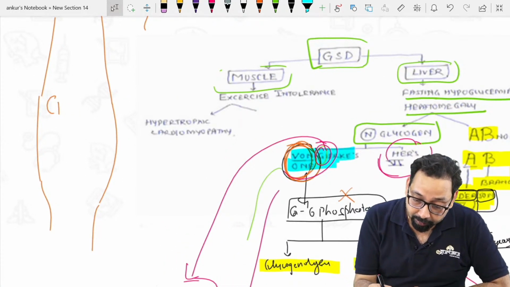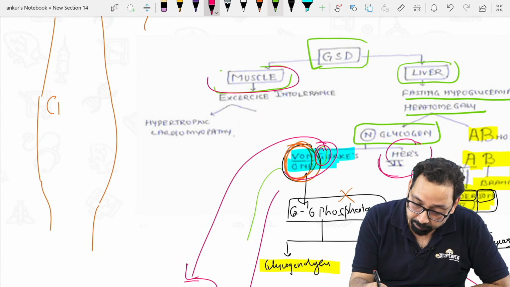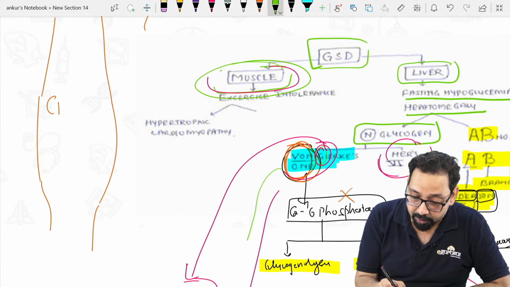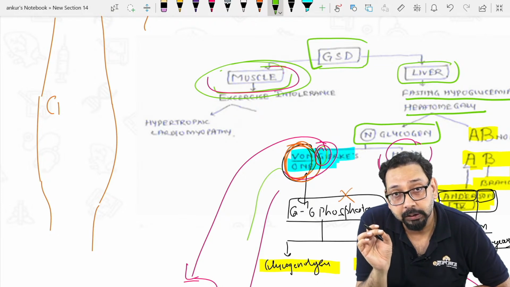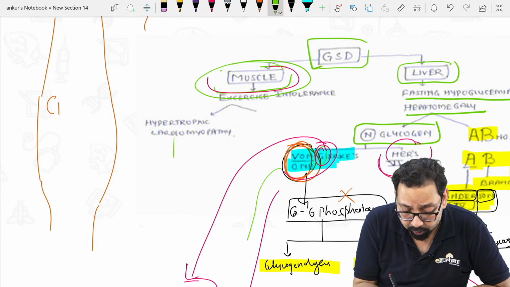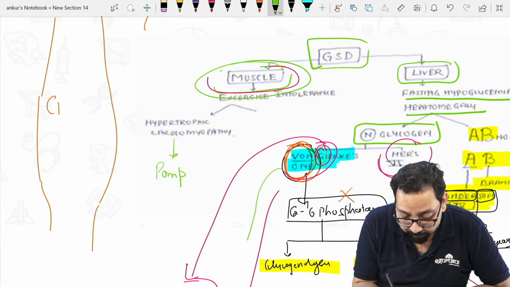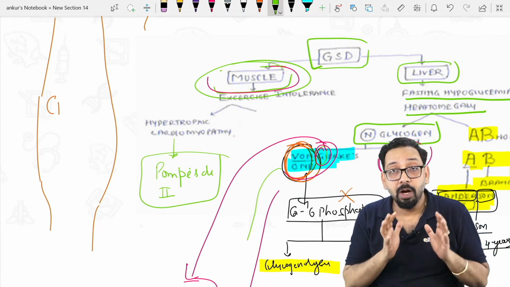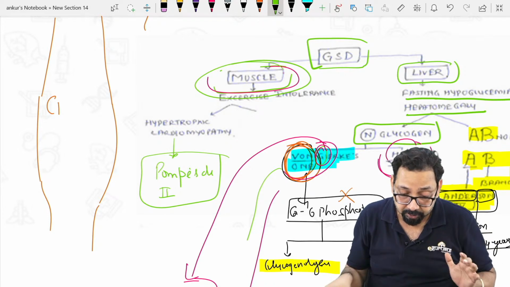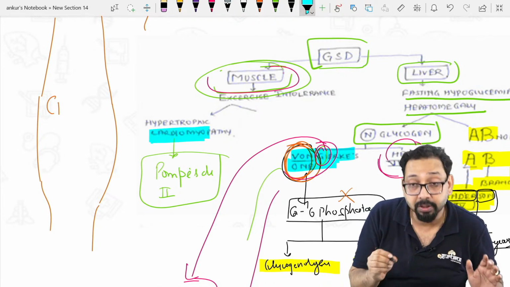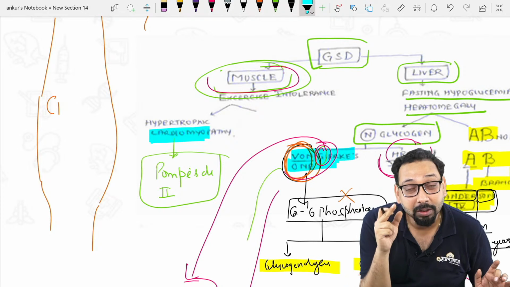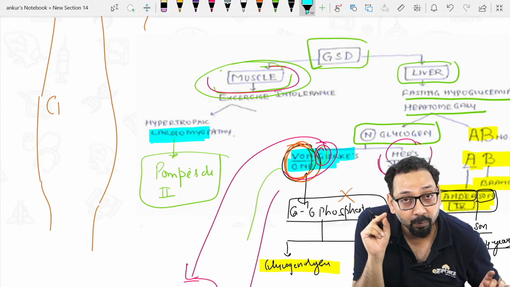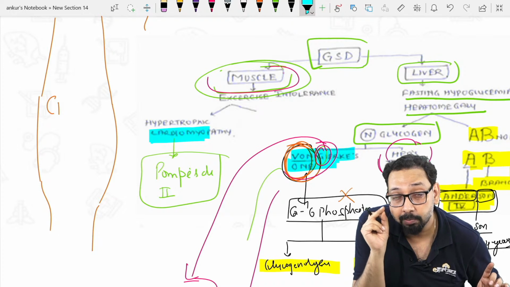Now muscle glycogen storage disease. If it is a muscle glycogen storage disease and you find hypertrophic cardiomyopathy, without second thought you will mark Pompe's disease, type 2 glycogen storage disease. How to remember? Heart pumps the blood. Cardio means heart. So if any question is asked and they have not given hypertrophic cardiomyopathy, you can't mark Pompe's disease.